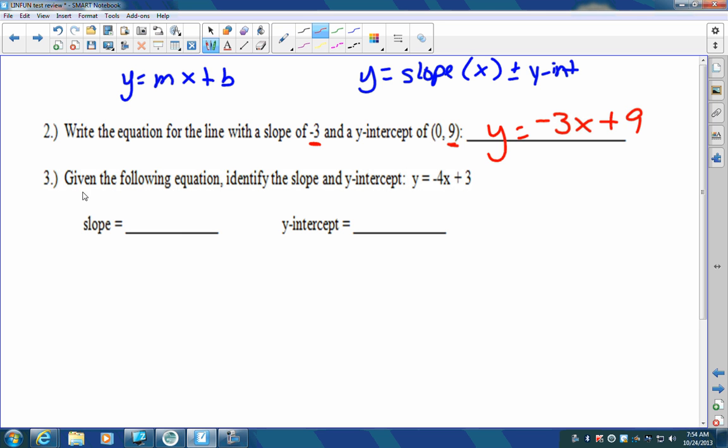Number 3 says, given the following equation, identify the slope and the y-intercept. Well, the slope is the number that's in front of x, so it's -4. The number that is added or subtracted back there, that's your b, which is your y-intercept. So it would be (0, 3).